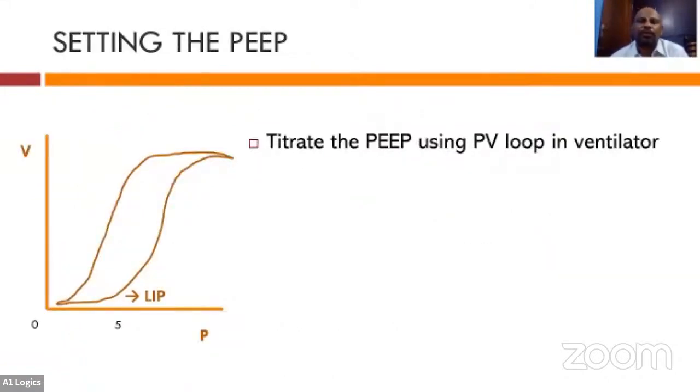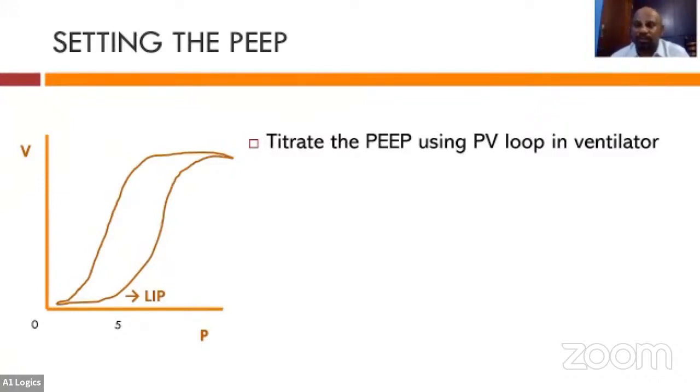And how will you set PEEP? For setting the PEEP, you will have to look into the ventilator graphics. So titrate the PEEP using a PV loop in the ventilator. So this is a PV loop. You can see this is the inspiratory limb and the expiratory limb. Inspiratory limb has a lower inflection point at which the lung starts opening up, and an upper inflection point where the alveoli start to become distended.